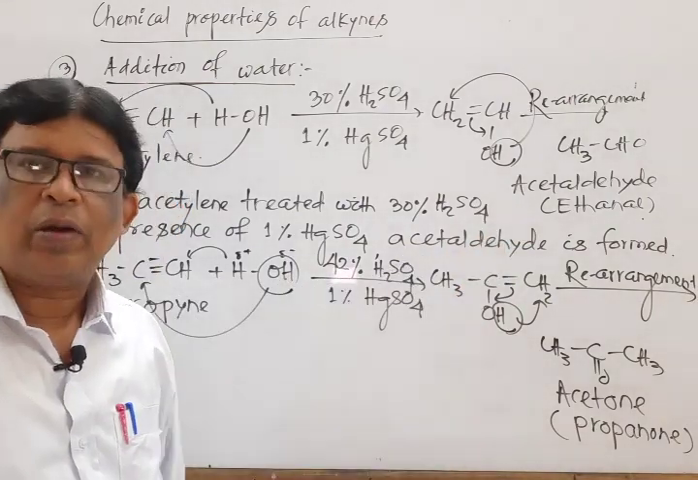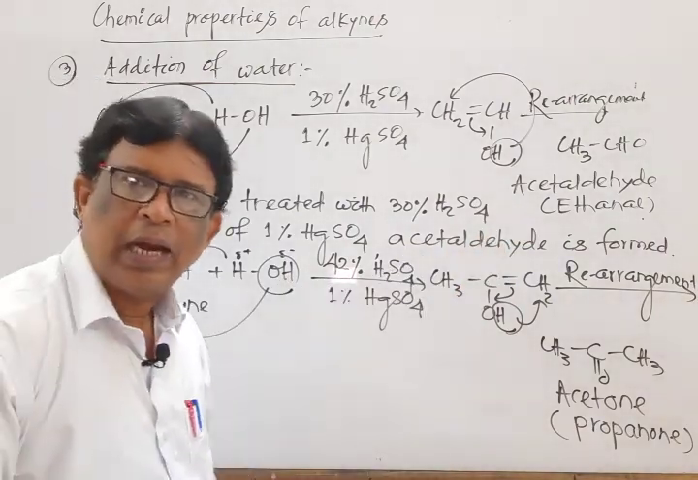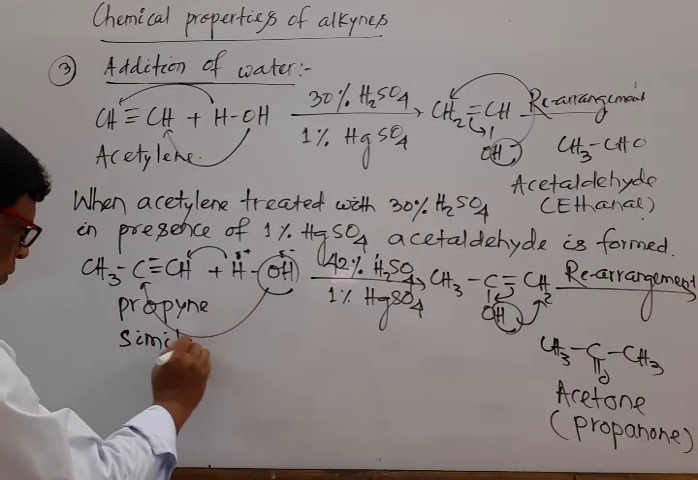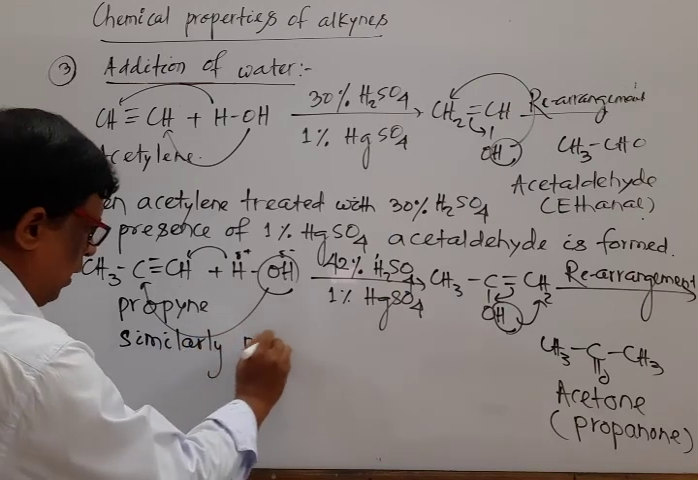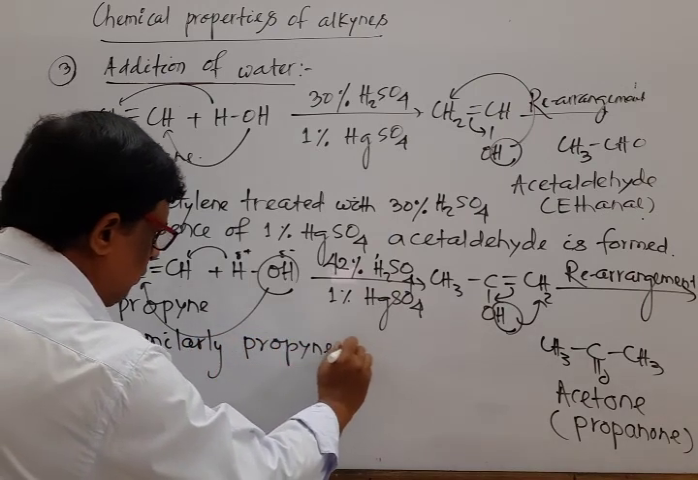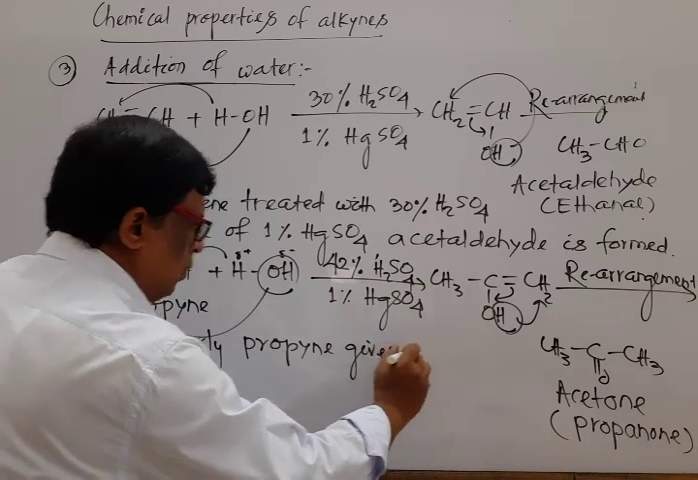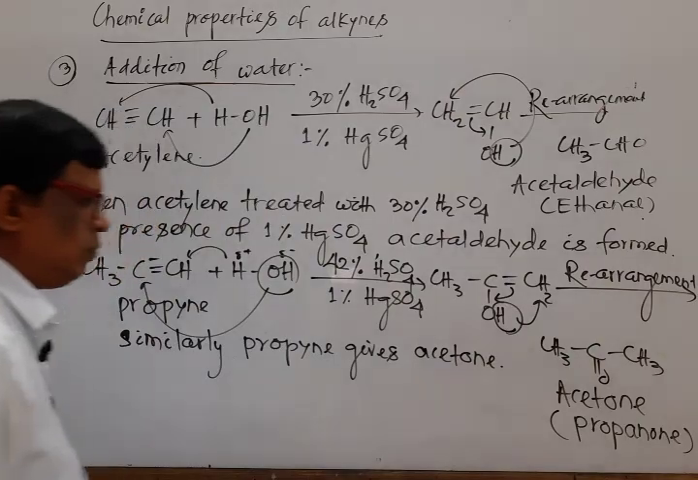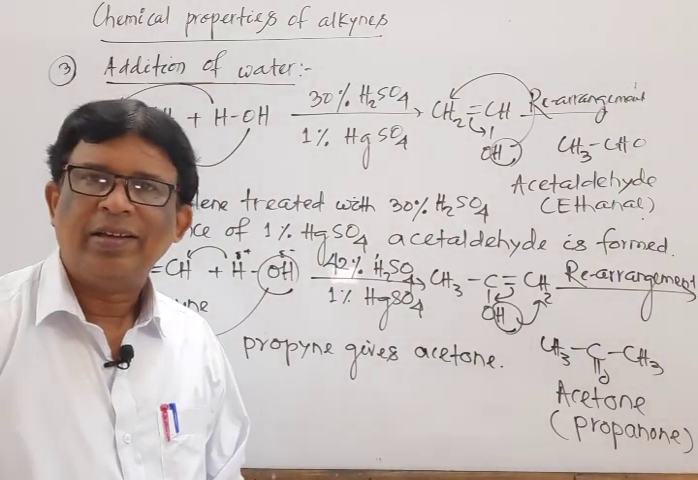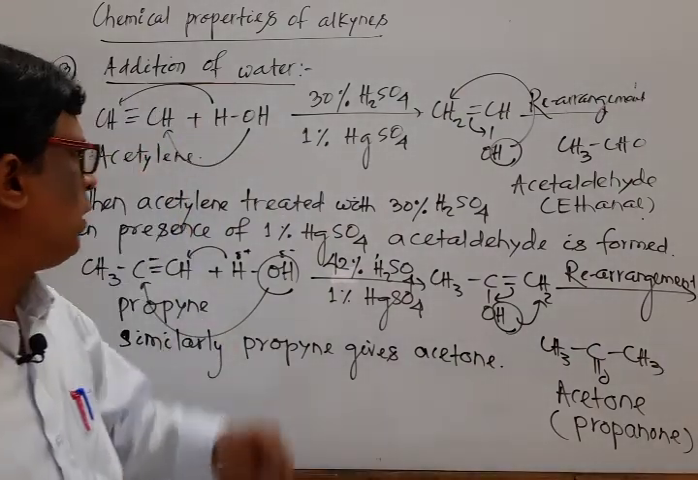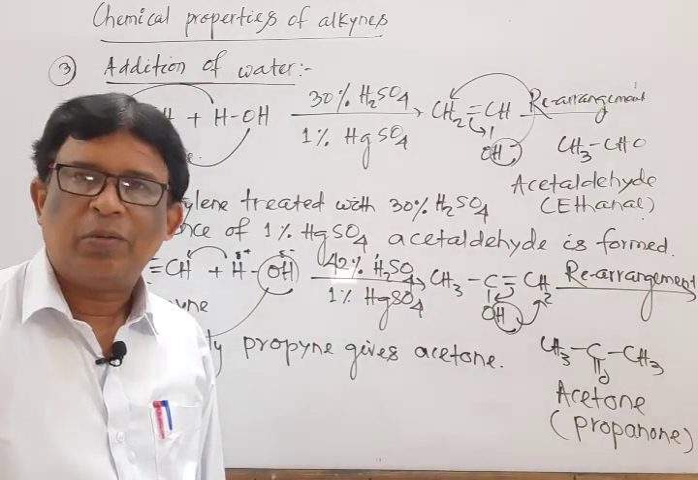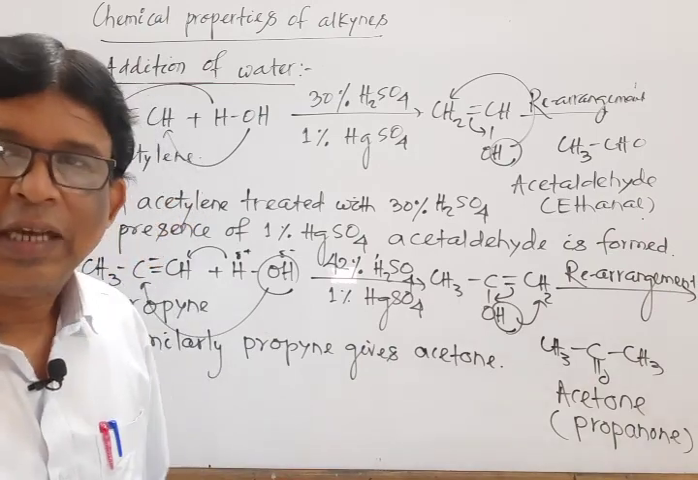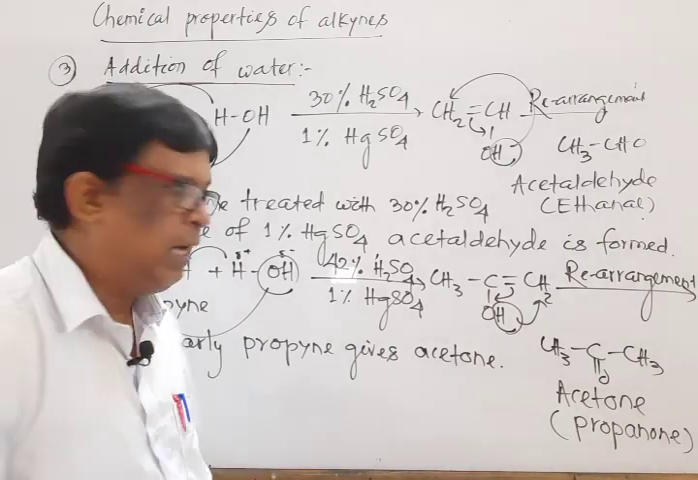The first member gives rise to aldehyde, that is acetaldehyde. The next higher member gives rise to ketone. So what do we write here? Similarly, note down. Similarly, propyne gives ketone or acetone. Okay, it is about the third chemical property, that is addition of water. Next, move to the fourth chemical property, that is addition of hydrogen.